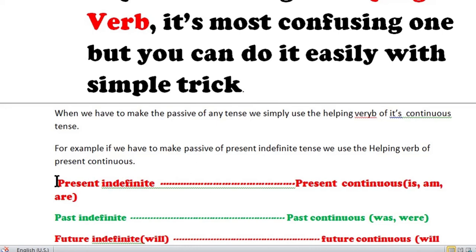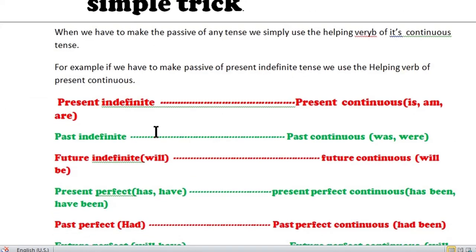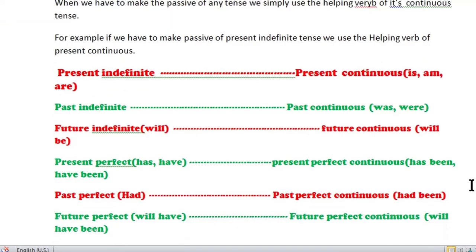Like we have the present indefinite tense. When we make the passive voice of this tense, we use the helping verb of present continuous: is, am, are. Similarly, if we have to make the passive voice of the past indefinite tense, we'll take the helping verb of the past continuous, like was and were. Similarly, you can remember here: if you have present indefinite tense, or just simple first form without any helping verb, you can use is, am, are. You can learn in both ways.